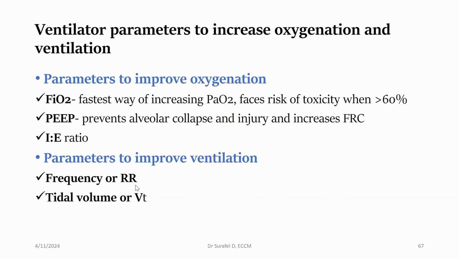So parameters to improve ventilation are usually frequency or respiratory rate and tidal volume. Since the minute ventilation is the product of both, increasing the respiratory rate or the tidal volume, or increasing both, can increase the minute ventilation and can improve your ventilation abnormality. Okay.